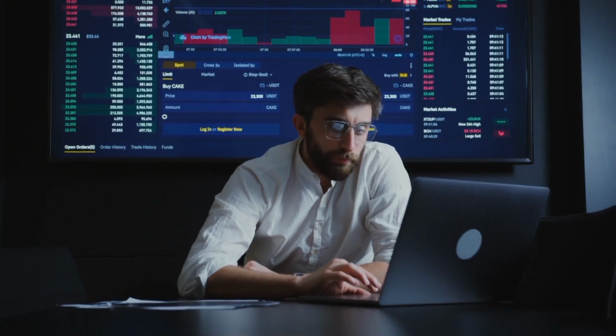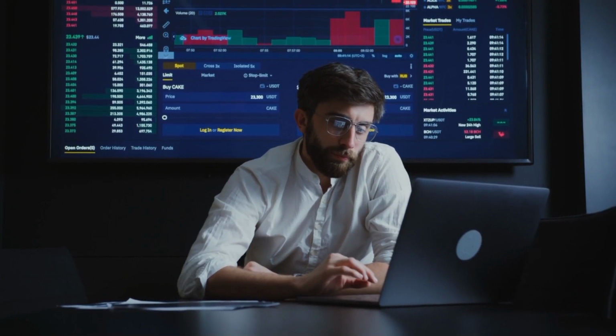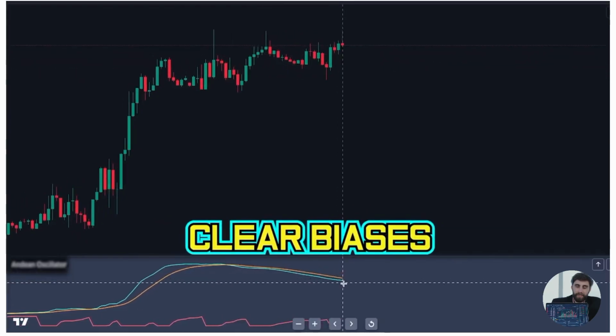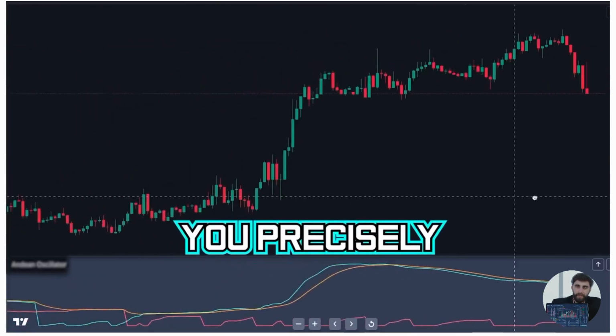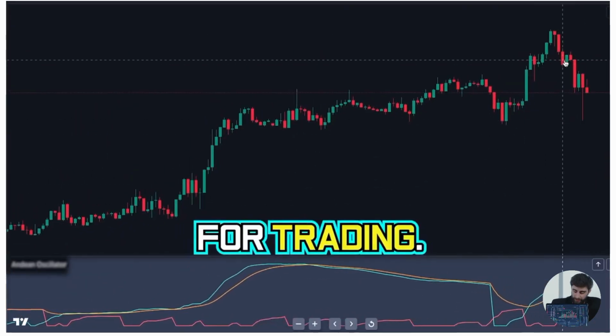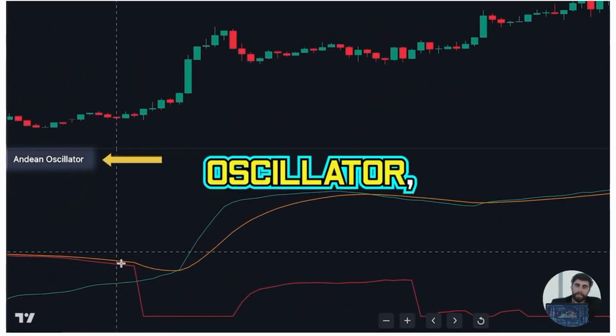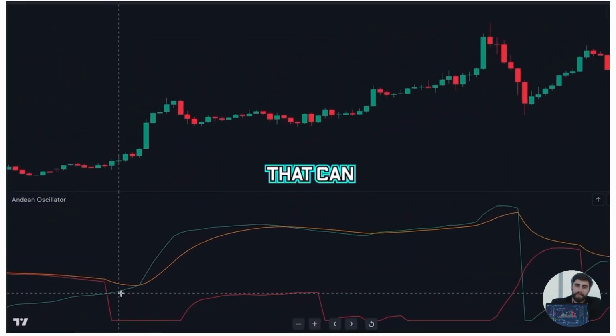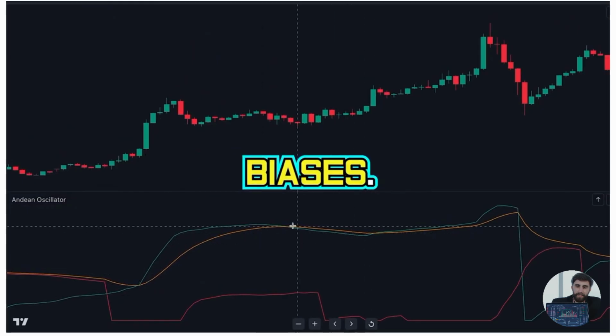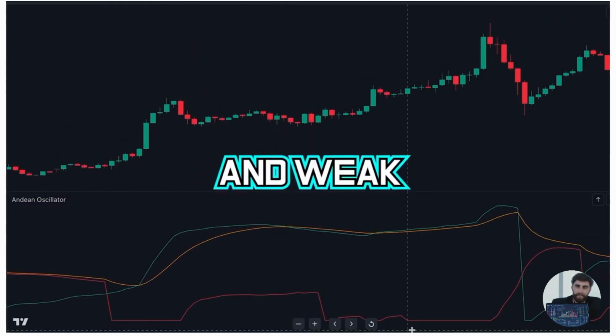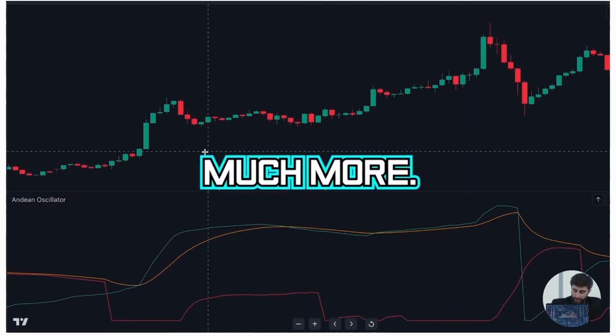This indicator is easily one of the best indicators to use when scalping any market. It can provide you with very clear biases in the market and tell you precisely when you are in a zone that is ideal for trading. The indicator we are talking about is called the Andean oscillator, a high-level indicator that can provide you with trend biases, trend reversals, strong and weak trend zones, and so much more.